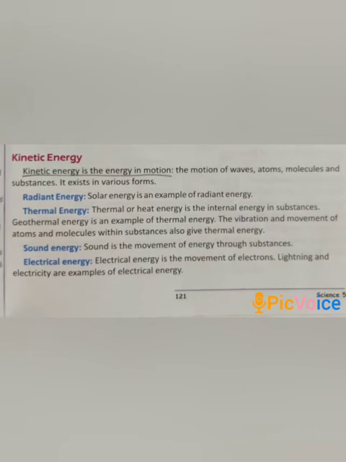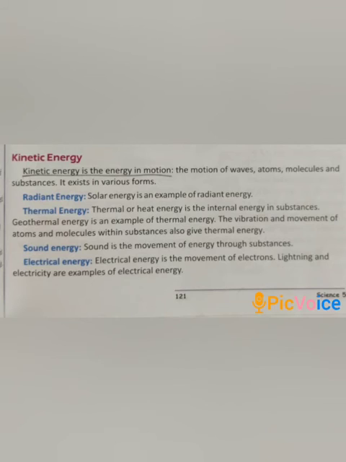Kinetic energy. Kinetic energy is the energy in motion. The motion of waves, atoms, molecules and substances. It exists in various forms. They are radiant energy. Solar energy is an example of radiant energy.